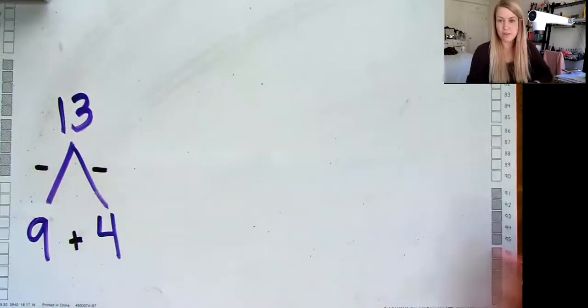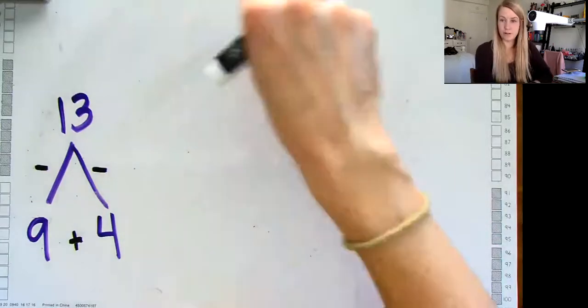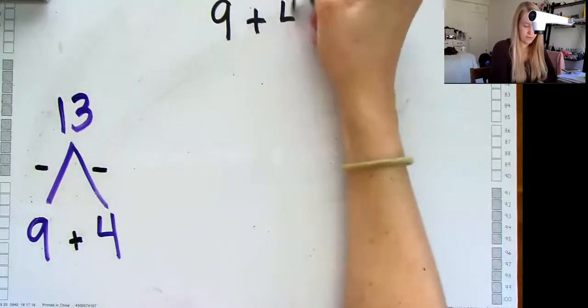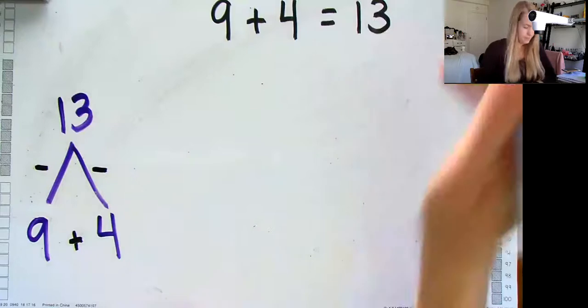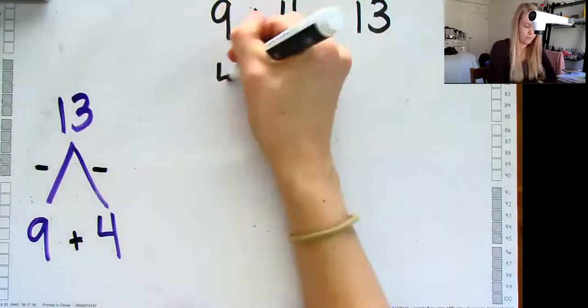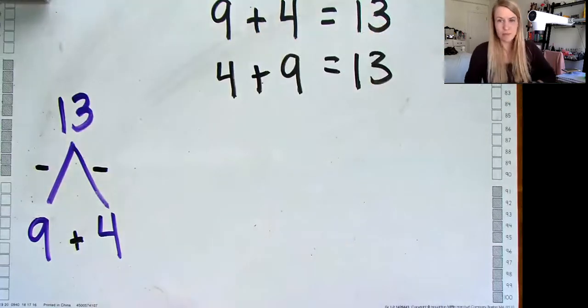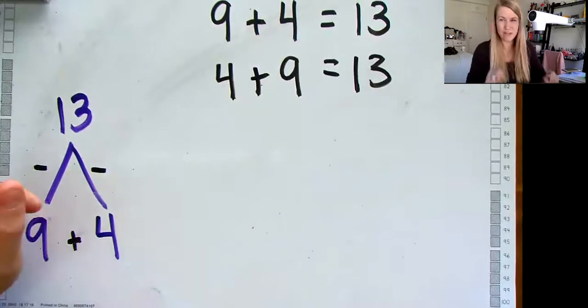Okay, let's start with addition. Classic. Addition for fact families is going to be part, whole. So 9 plus 4 equals 13. Switch. 4 plus 9 equals 13. Thanks, commutative property.